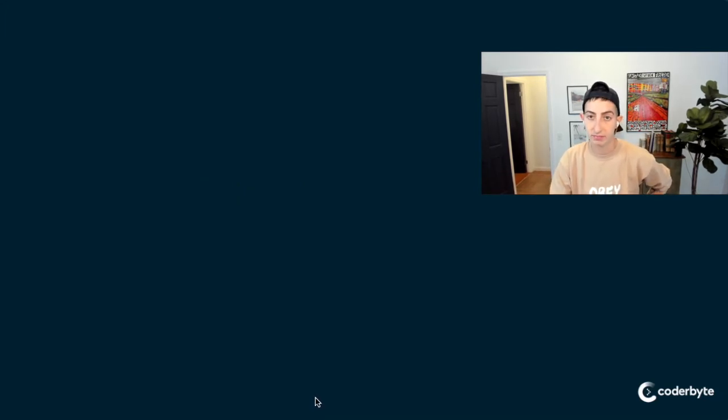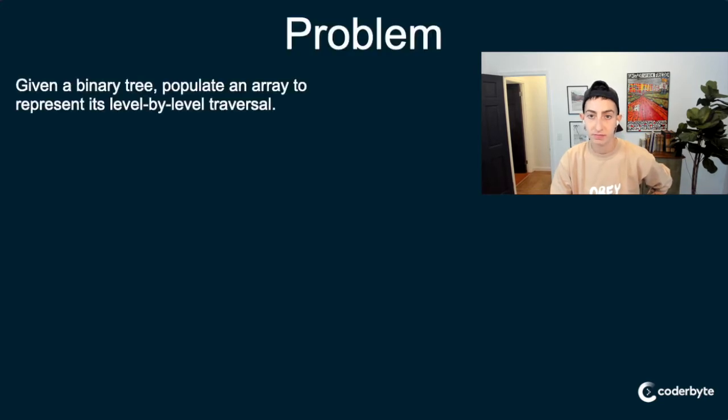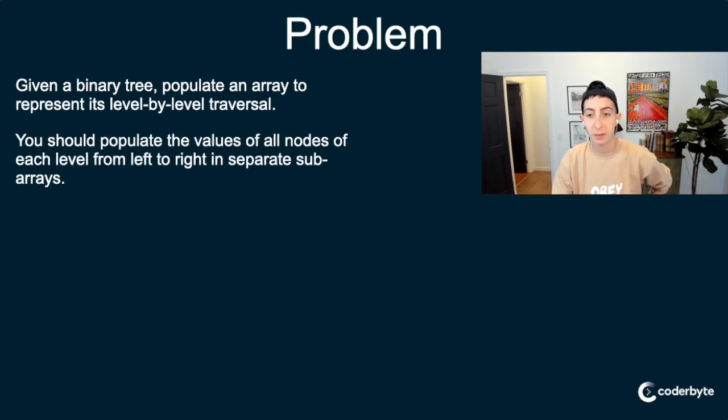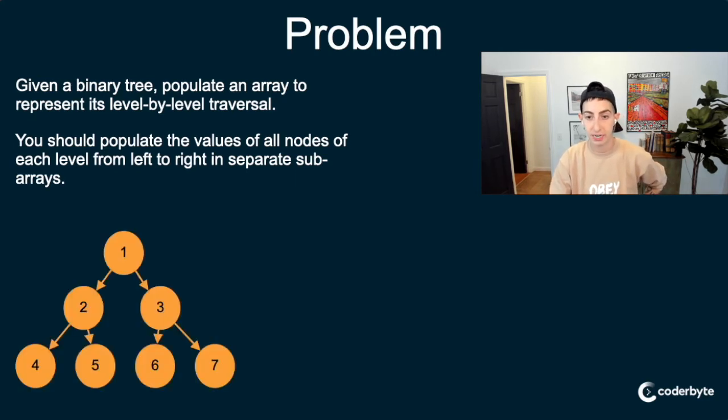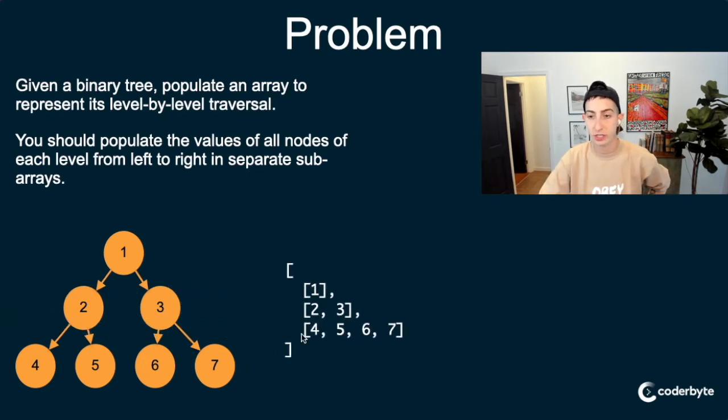And yeah, so what's this week's problem? Given a binary tree, populate an array to represent its level by level traversal. You should populate the values of all nodes of each level from left to right in separate subarrays. So what does that mean? Let's take a look at our example. We have our same tree from the slide before, and essentially we want to return an array of arrays, each subarray representing a level of the tree. So level 1 will have 1 in it, level 2 will have 2 and 3, and level 3 will have 4, 5, 6, and 7.